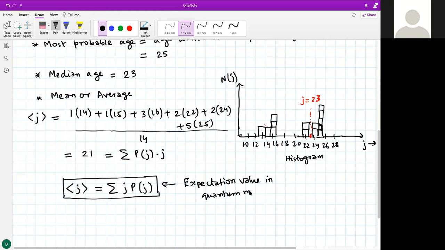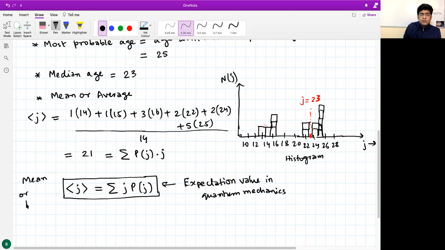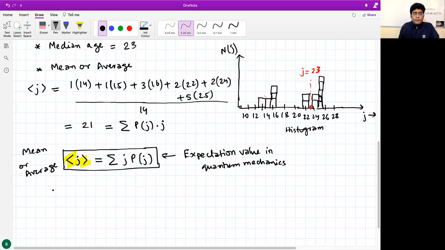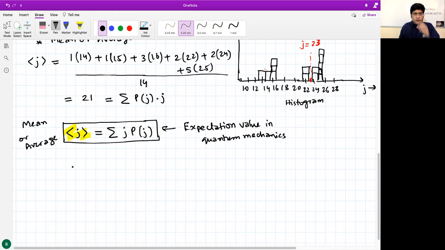All right. Now this is nothing but the mean. This is actually the mean or average value. Now quantum physicists call it expectation value. All right, so this is an important point to remember. Next, we can similarly define the mean of different quantities.